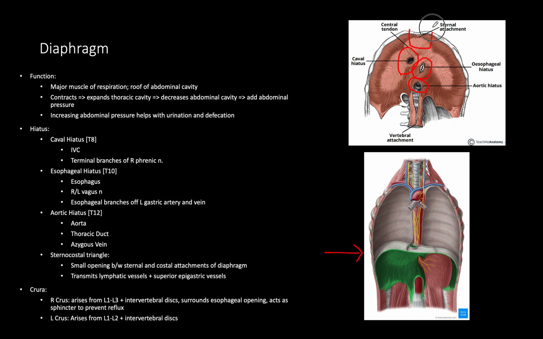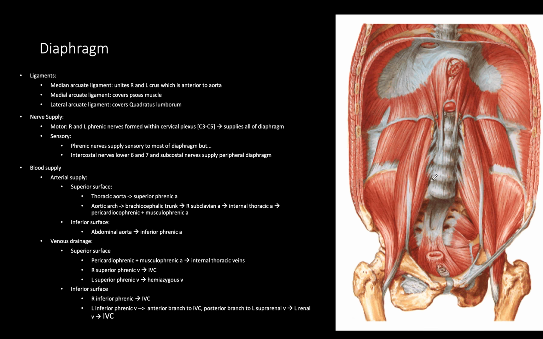And then over here we have the sternocostal triangle, which allows the lymphatic vessels and superior epigastric vessels to pass through. Over here we have the left crus, and over here we have the right crus. The right crus can act as a sphincter surrounding the esophageal hiatus. The median arcuate ligament over here unites the right and left crus.